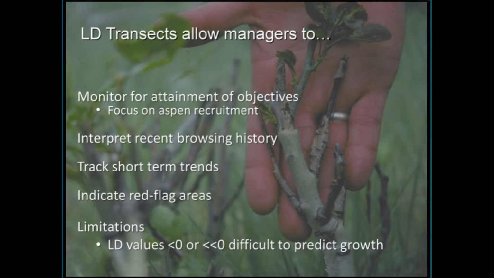So real briefly, again, transects allow managers to make a quick assessment to monitor for objectives met. If you go into an area and you want to treat it for fire, you have high browsing pressure, you need to address ungulate management in addition to getting regeneration on the landscape. The LD values allow you to interpret recent browsing history and track short-term trends. The most important aspect about this transect is to indicate red flag areas. So we'll get into analysis.